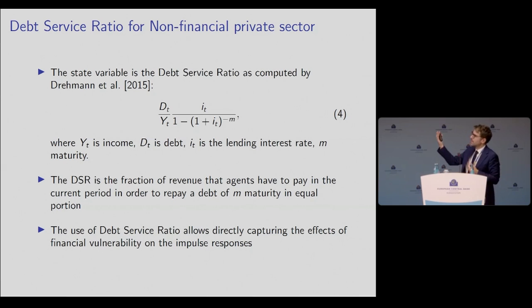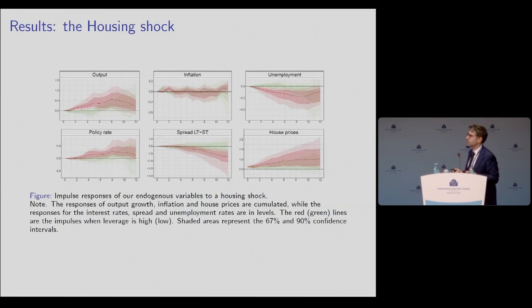The debt service ratio has this nice feature also that it is related to three key factors of financial vulnerability: the debt that I have, and my capacity to repay. So if, for example, I have a negative shock on YT, I'm going to have higher vulnerability, and also the effective lending rate, which is also, as we see nowadays, a key variable that can affect the evolution of this variable. Let's give a look at the results.